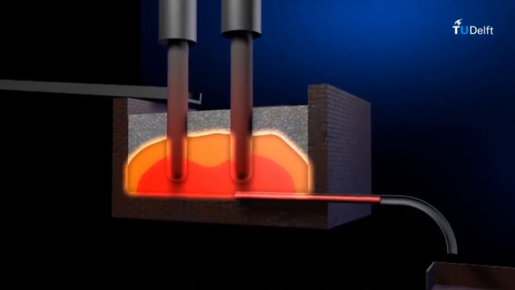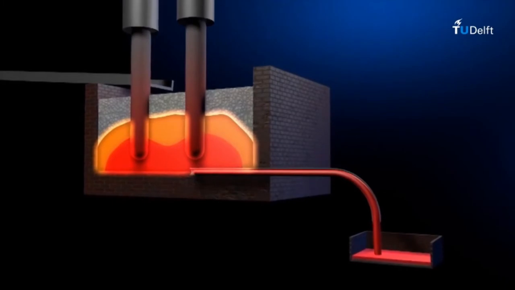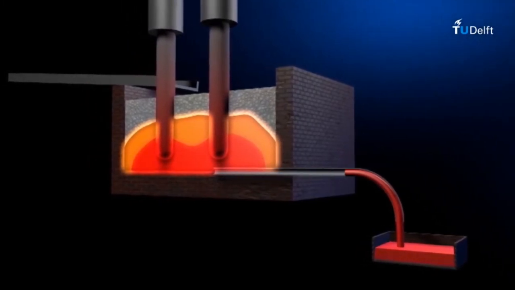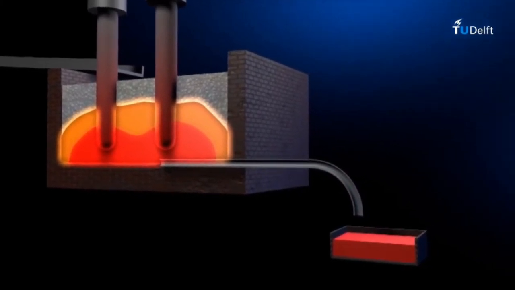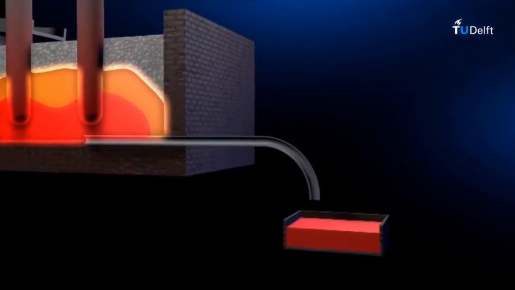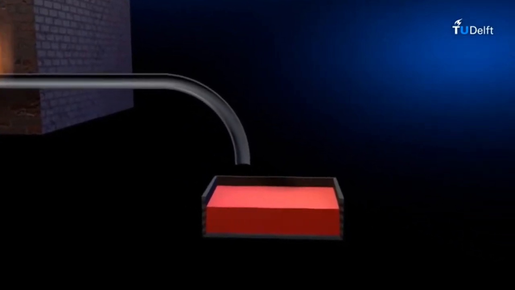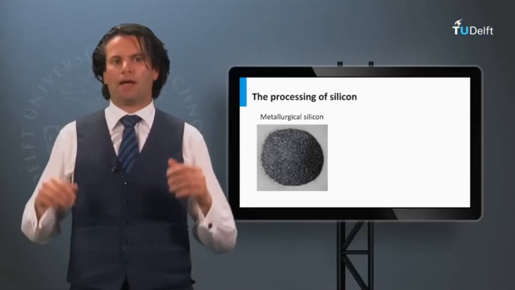The carbon reacts with the silicon oxide. I won't discuss the details of the reaction, which is rather complex, but the result is that the oxygen is leaving the furnace as carbon monoxide. The molten silicon that is formed is drawn off the furnace and solidified. The purity of metallurgical silicon is around 98 up to 99%.